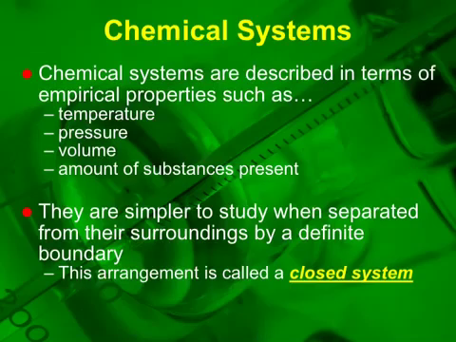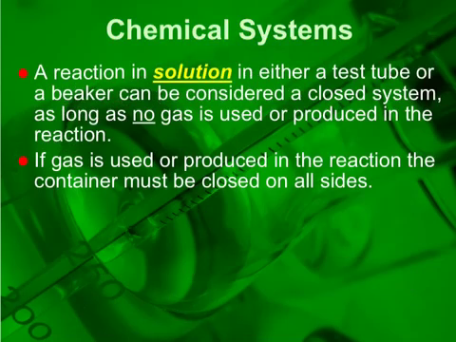Empirically, which means lab-based evidence, these things can be measured in temperature, pressure, volume, or the number of moles of chemicals present. It is much simpler to study equilibriums in a closed system. That is, where energy and matter cannot escape from our chemical system. If we are to study aqueous solutions in chemical systems, in that system the gas cannot be produced, or if a gas is produced, the gas must be trapped within our reaction boundaries.